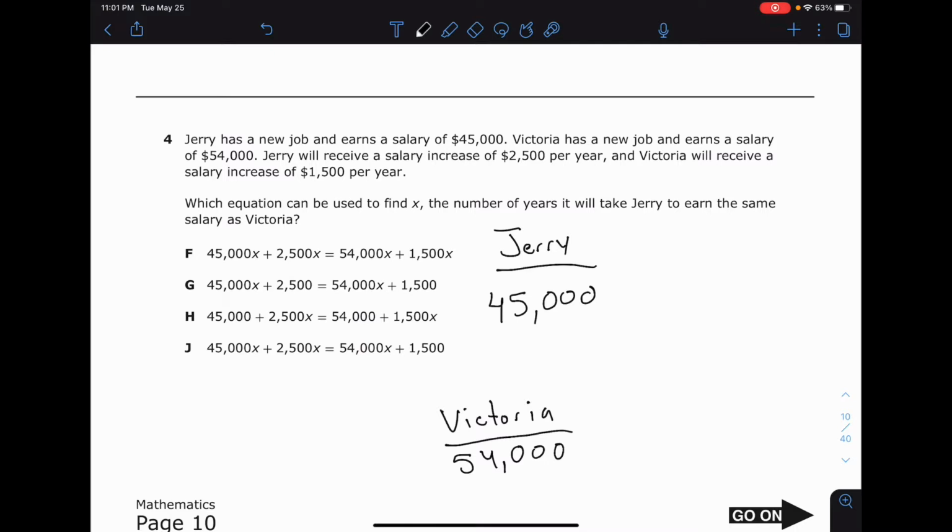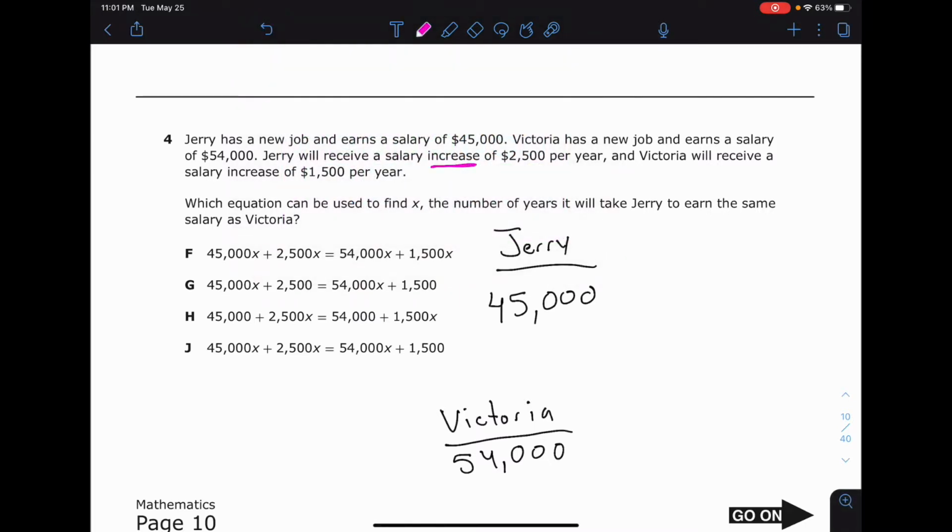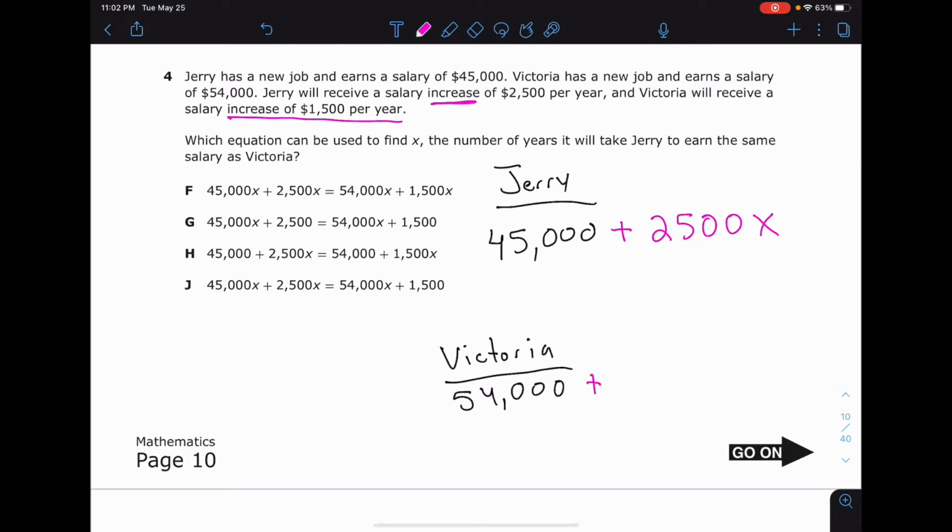Jerry would receive a salary increase of 2,500 per year. What does increase mean? ¿Qué significa increase? That means you add how much? 2,500 per year. What does per mean? ¿Qué significa per? This is por qué? Por año. X. And Victoria will get an increase of 1,500 per year. So that's plus 1,500 per year, por año.